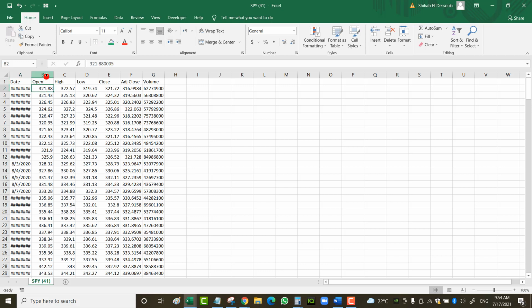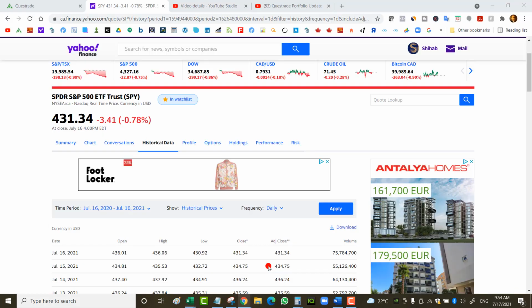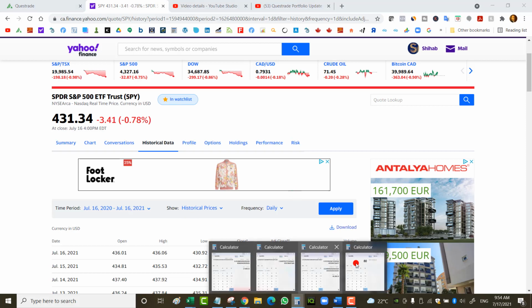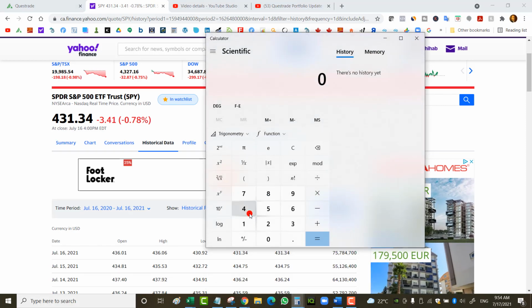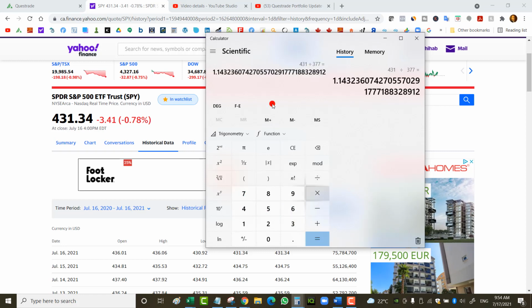So let's say I bought the SPY every day for the past 12 months. My average cost on the SPY would have been 377, right over here. And if the SPY is trading right now at 431, my return would have been 431 divided by 377. That's if I dollar cost average. So about 14%. So it's still a good return.